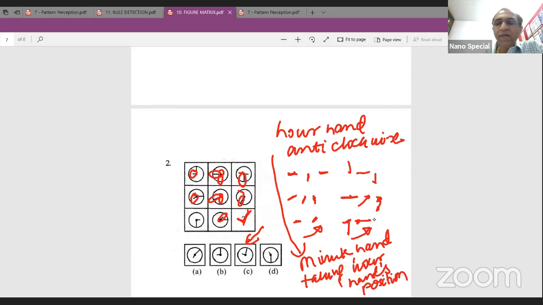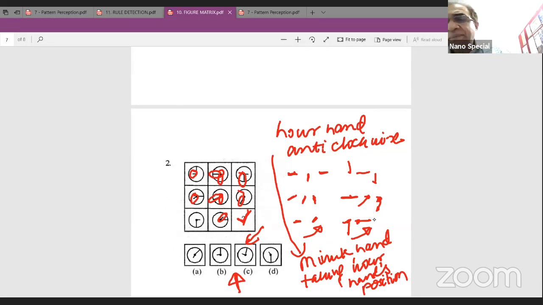So basically, what we are trying to see here, there are 2 things that are happening. One is the hour hand is going anti-clockwise. And the minute hand is replacing the hour hand position. So what you should do first is position the minute hand to the previous hour hand's position and fix the hour hand anywhere in the anti-clockwise direction. Then you get the picture. So that is how we have answered this. This is the answer. All right.